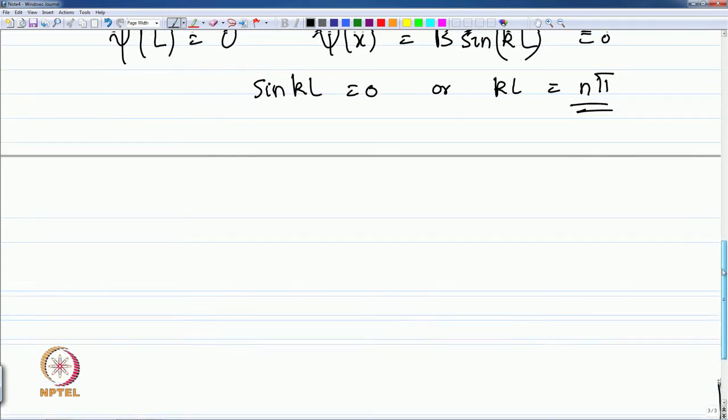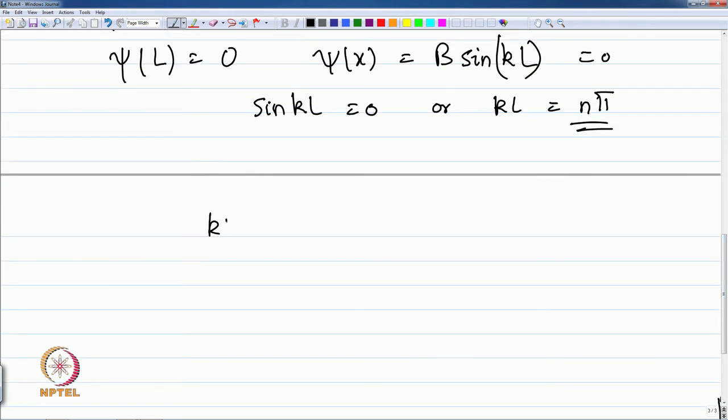n is an integer. kL is equal to n pi, and obviously we do not want n equal to 0, which is also the case of triviality, and so what we have is n equal to 1, 2, 3 etc. integers, or please remember k is equal to n pi by L.